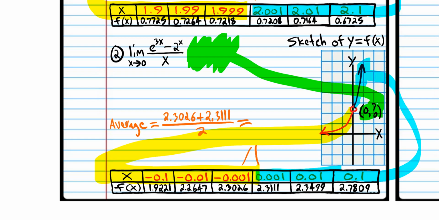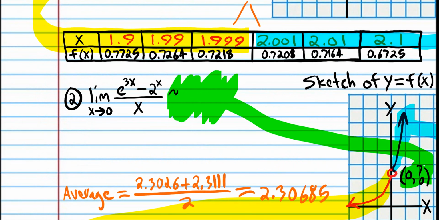So let's see what we get. So add up those numbers, those middle numbers, and double check what you're entering in. Press enter and then divide by 2 and then enter, and we get 2.30685.